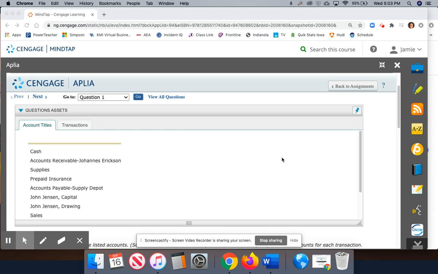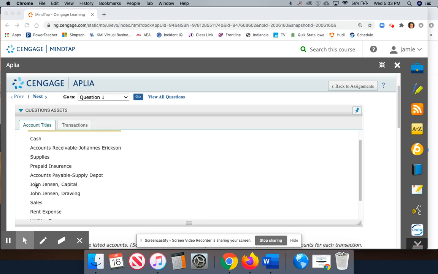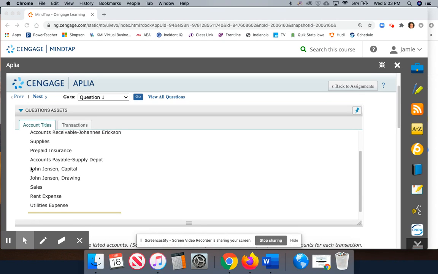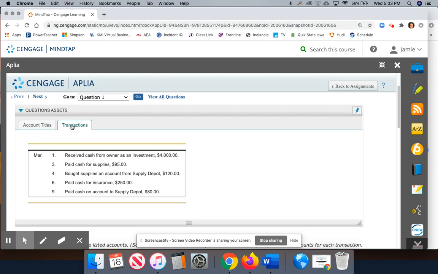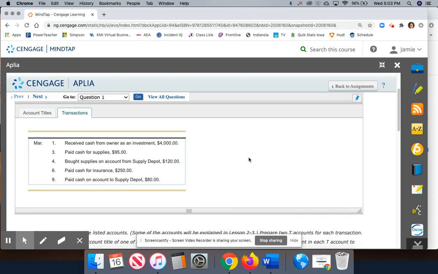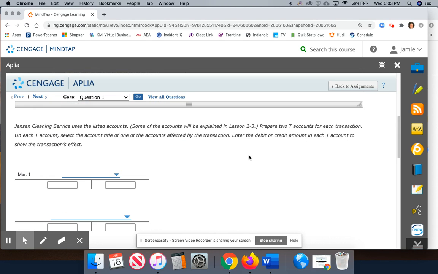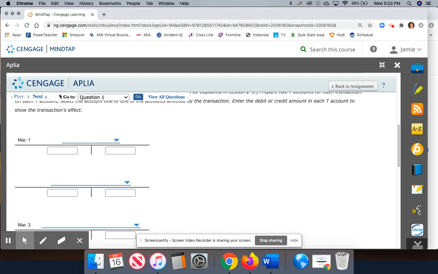For the 2-1 work together, you'll notice that there's two tabs here. So we have our account titles. We learned in 2-2 notes that we have a chart of accounts with our accounts broken up to be a lot more specific. So you're gonna have all these accounts, and then we have our transactions here on this next tab. So in 2-1, we were labeling T accounts. We're gonna do the same thing now, just by date.